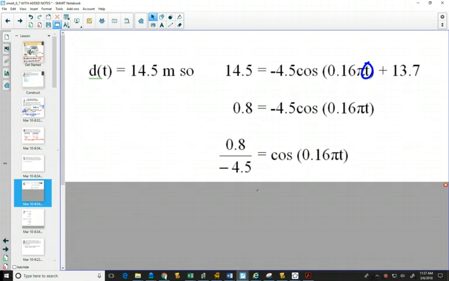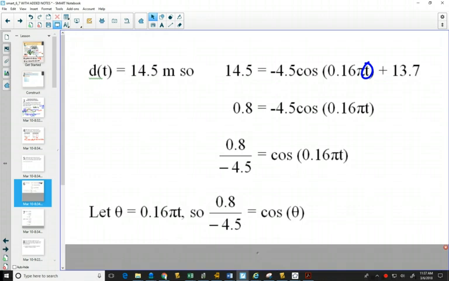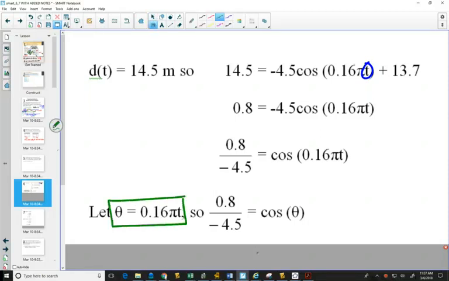So we actually do the same thing here. To make it easier, we just say, well, it would sure be easier if it was cos theta equals, so I'm just going to let theta equal all that stuff on the inside. Because then my equation looks nice and simple, and I've done that before. If I have cos of theta equals 0.8 over negative 4.5, I've done that before. I've done it in radians, I've done it in degrees. First thing, is that on your pie plate? No. So it's a calculator question.